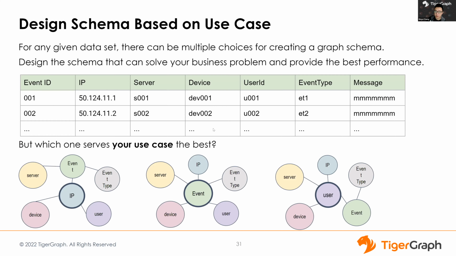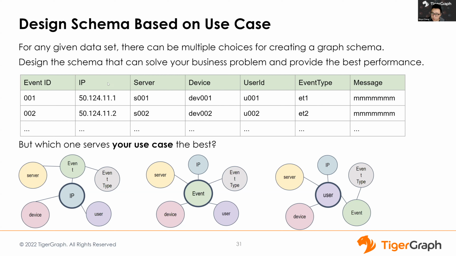Okay, and yeah, the last topic I want to discuss is that we really need to think about our use case to define the schema. Because if we look at the table here, in real life we may have a wide table with many columns, right? And in this case, say there's a log table, right? We have event ID, the IP, server, device, user ID, event type, and message. It's kind of an event log table.